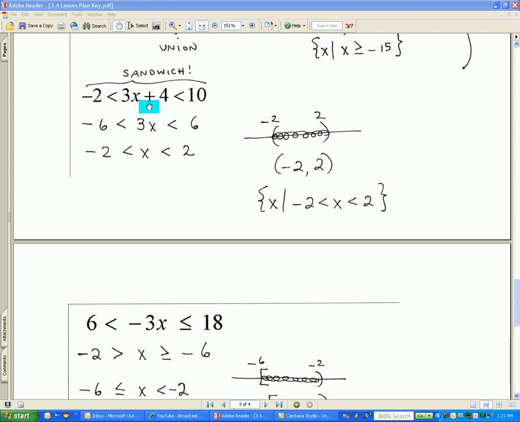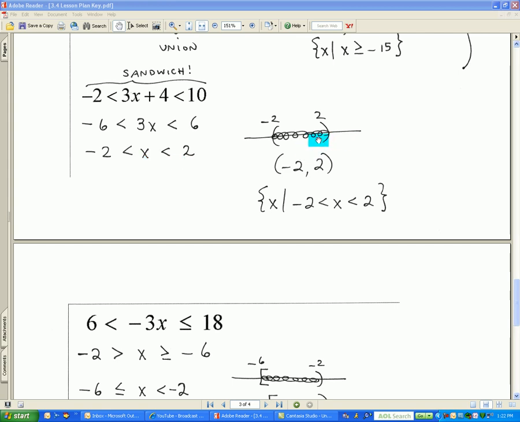When you're solving a sandwich, your goal is to get x alone in the middle. So my first step toward doing that is to subtract 4 from everything. -2 minus 4 is -6. When I subtract it from the middle, I have 3x. When I subtract it from the back part, I have 6. To get x alone in the middle, we divide by 3. No sign changing. -2 here, +2 here, and x in the middle.